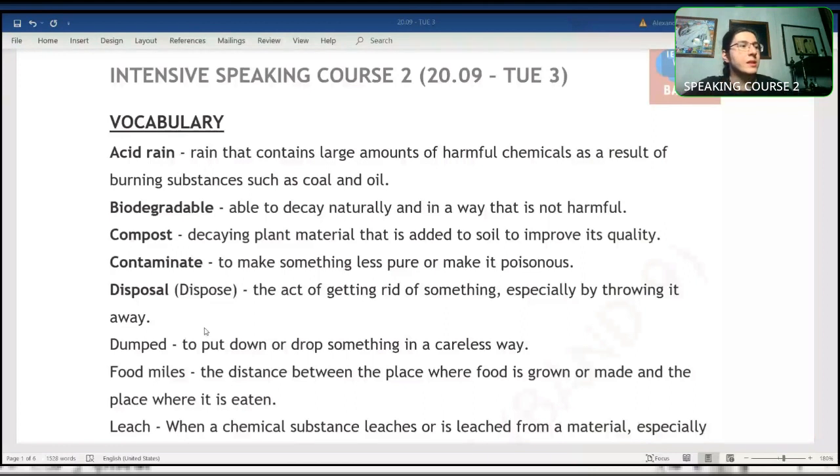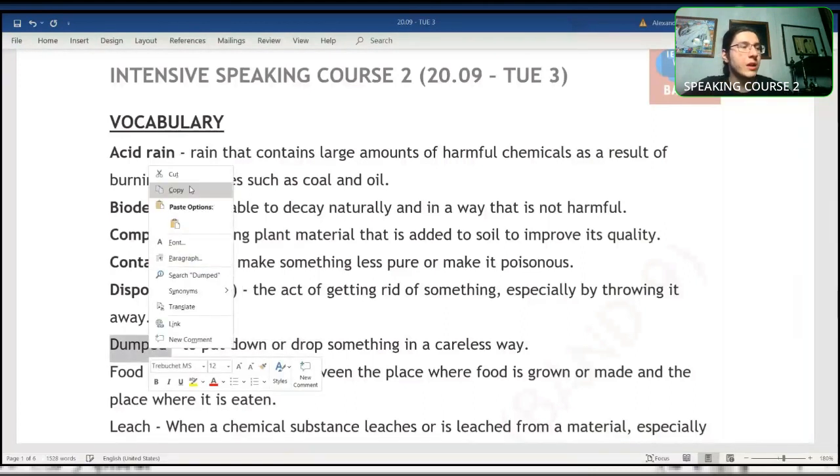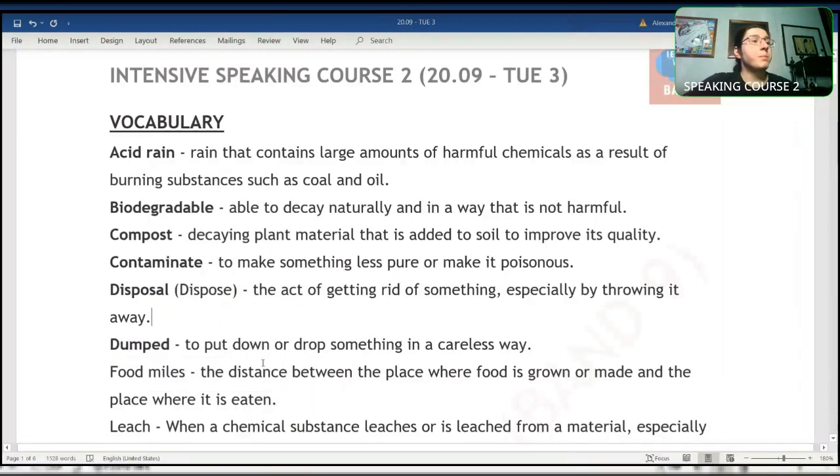So yeah, let's continue. Dumped. Dumped comes from the word dump, and it means to put down or drop something in a careless way.